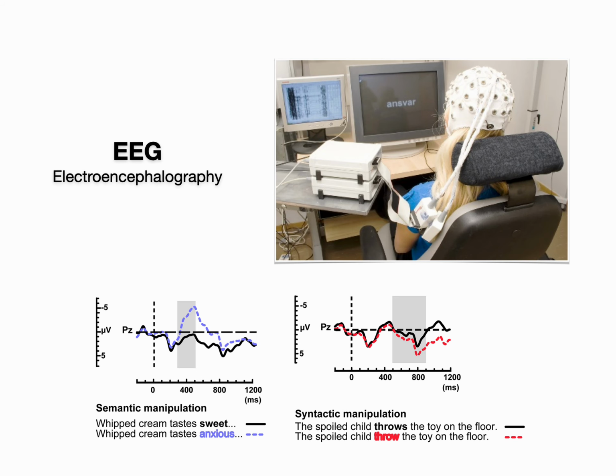This we can do with a number of techniques, including EEG, which stands for electroencephalography. This involves measuring, in a safe and non-invasive manner, the electrical currents that are generated by the brain while, for example, we are reading sentences. We can manipulate semantic and grammatical aspects of the sentences, and we can study how the brain reacts to those manipulations.